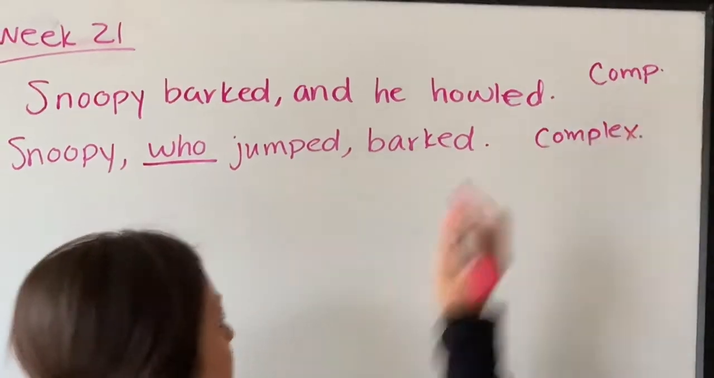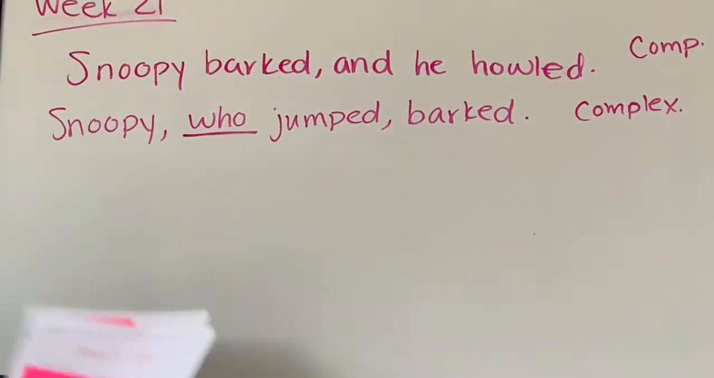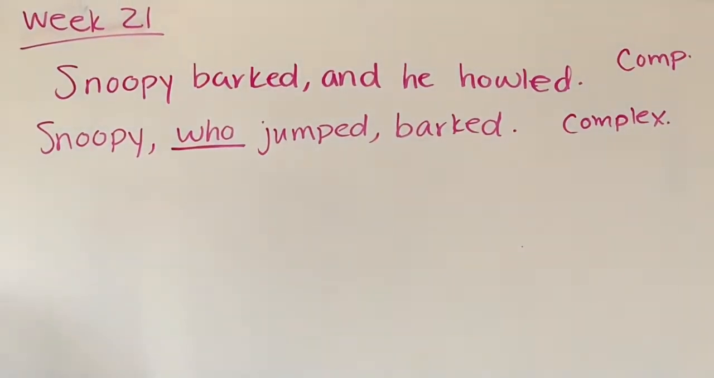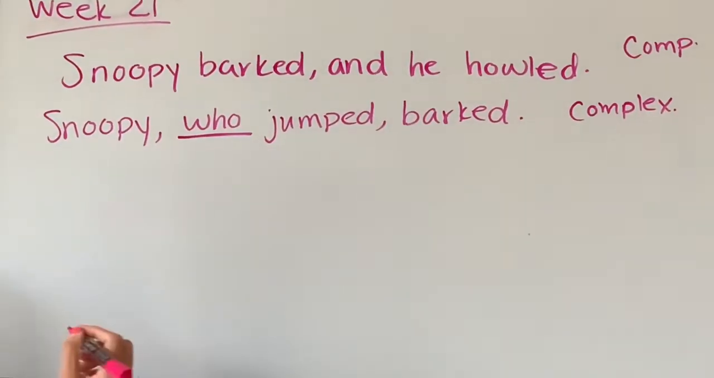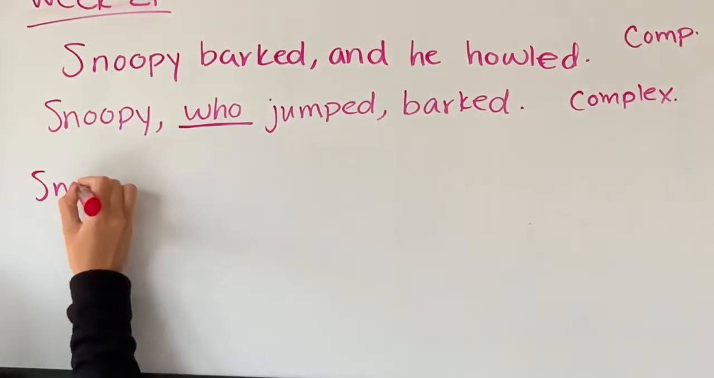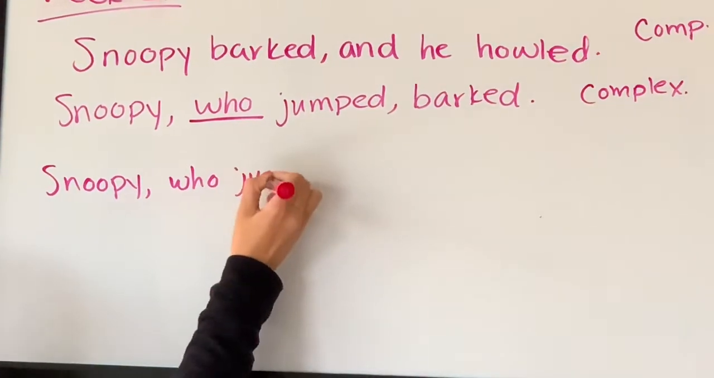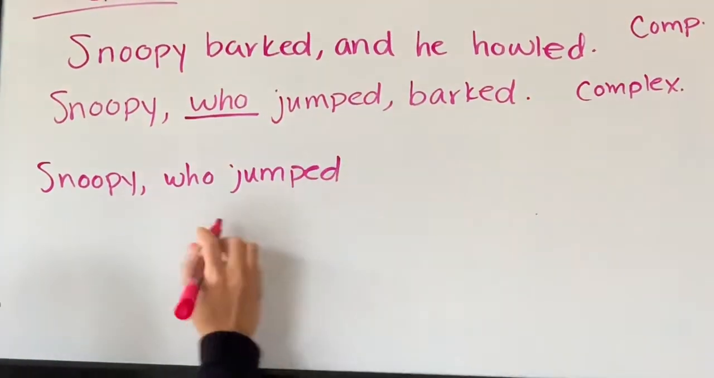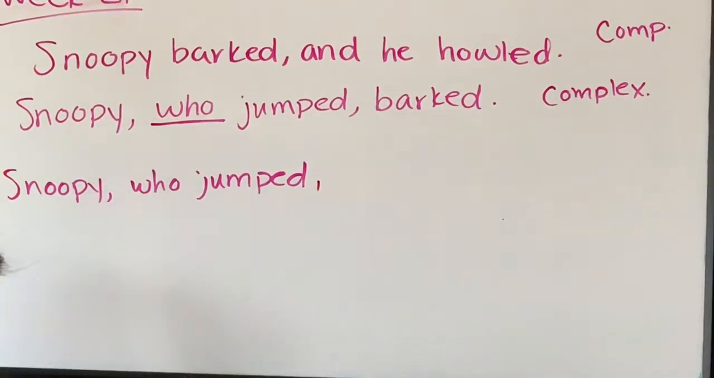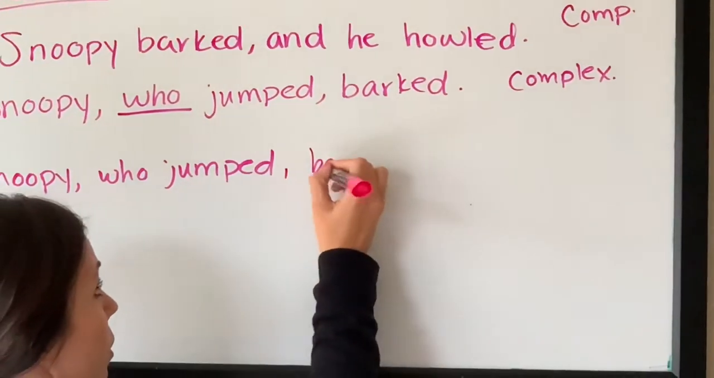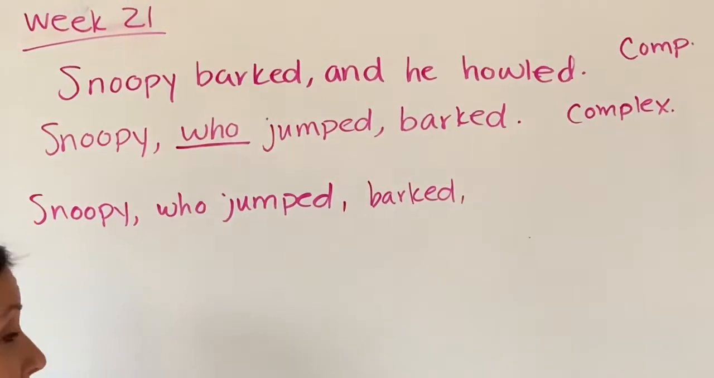So now we want to make a compound complex sentence. We're going to use both of these sentences, mash them together, and create a compound complex structure. So it would look like this. Snoopy, who jumped, barked, and he howled. Here we have our relative pronoun, so our subordinate clause.